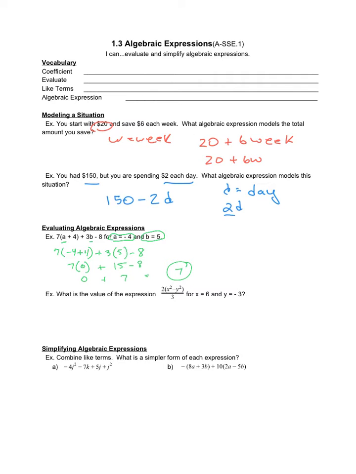For this next example, what is the value of the expression? Okay, so we've got order of operations here. We have exponents, we have grouping symbols, we have multiplication, division, subtraction. So we will go ahead and do our substitution. We have x is equal to 6 and y is equal to negative 3. So we have 6 squared minus negative 3 squared, all of that over 3. Well, when we do our order of operations, we have to do our exponents first. So I have 3 times 6 squared, which is 36.